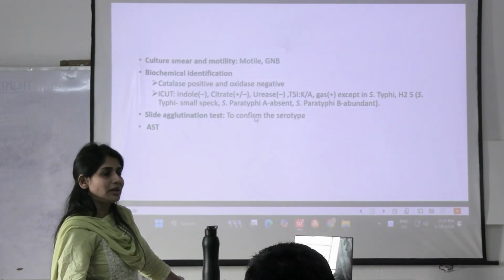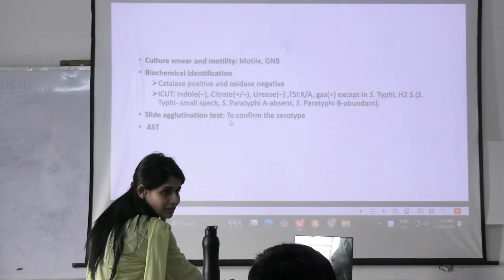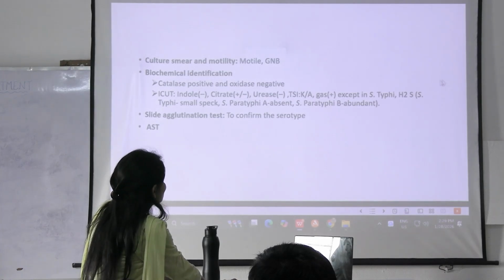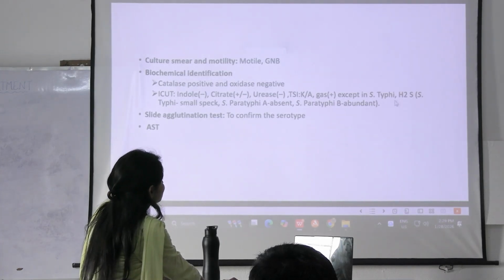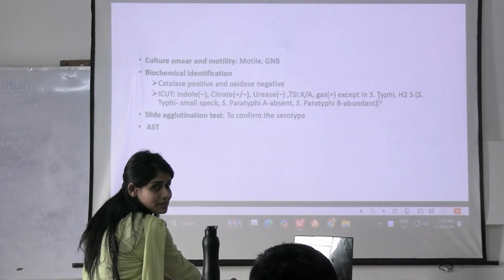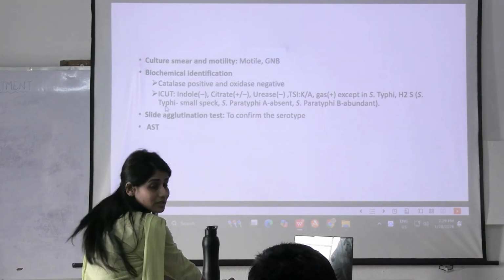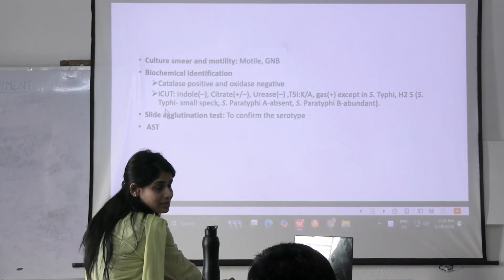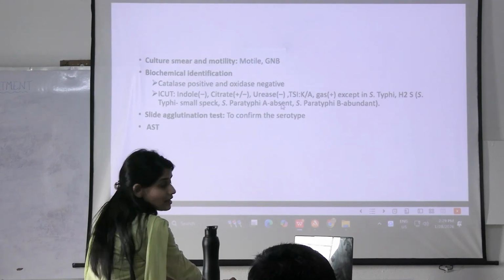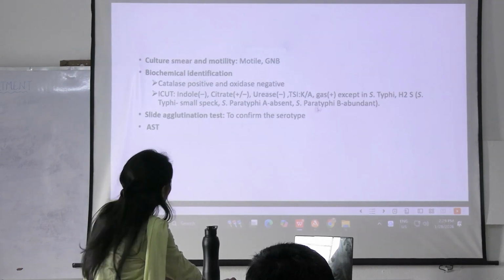Salmonella is a gram-negative bacilli. It is motile, catalase positive, oxidase negative. This is important. In TSI, it produces H2S. In Typhi, it would have small specks. In Paratyphi A, H2S is absent, and in Paratyphi B, it's abundant.